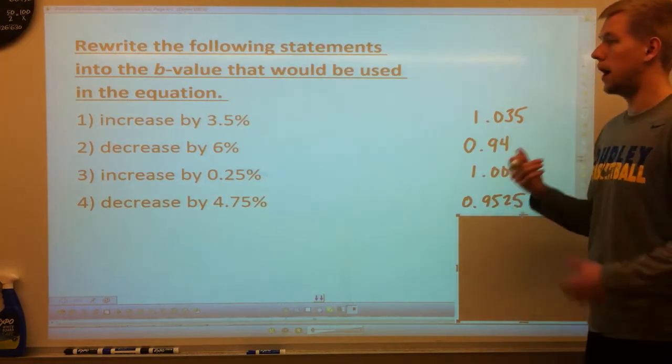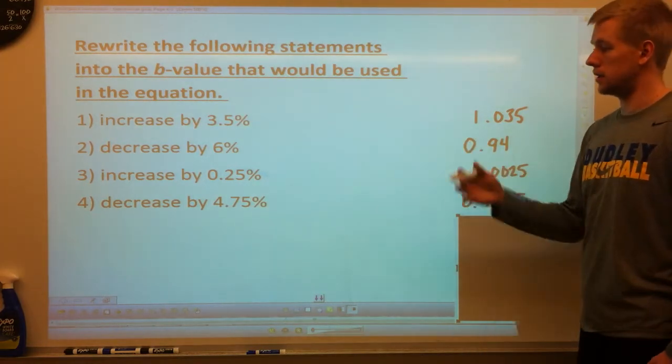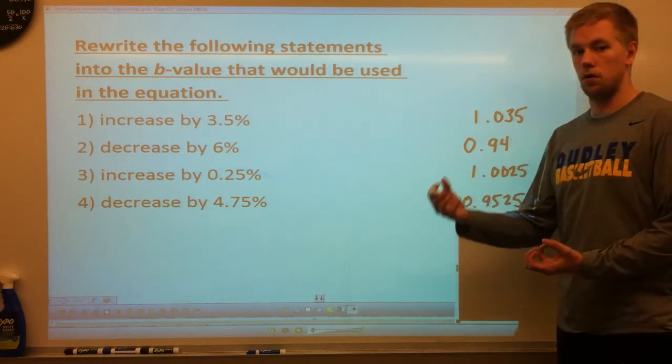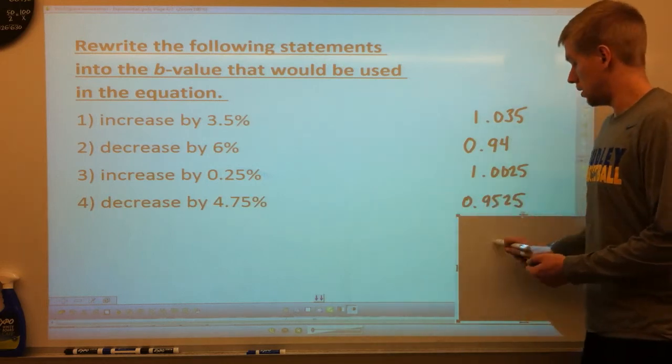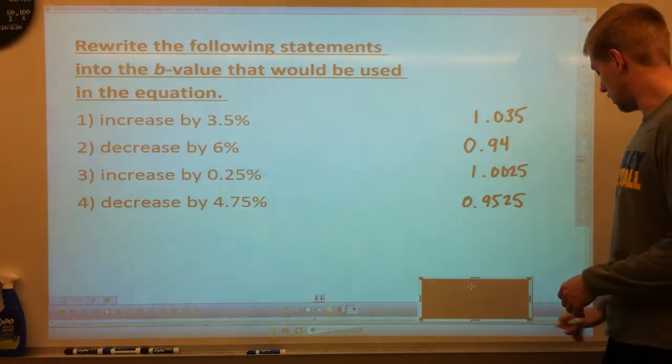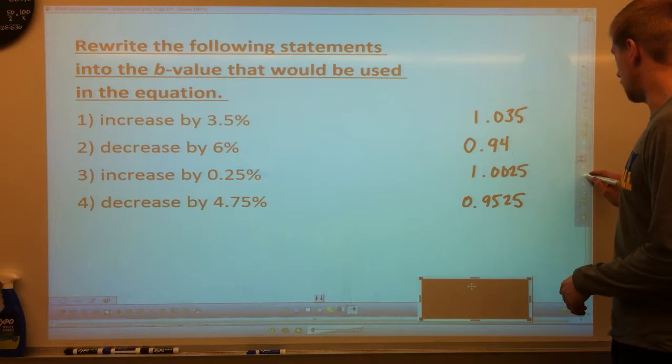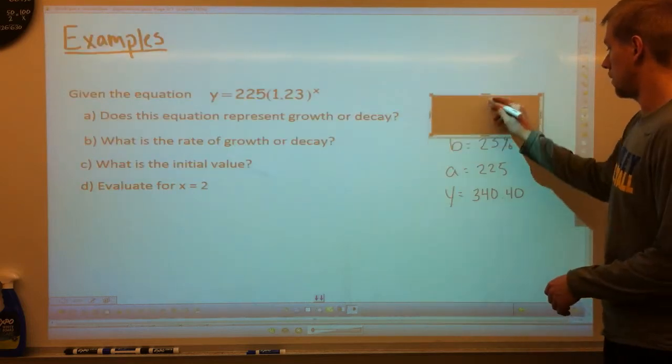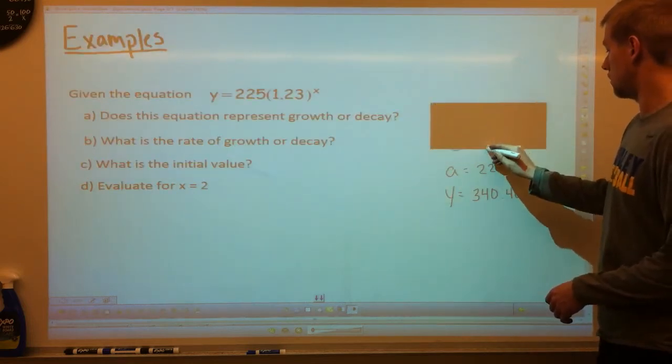Okay, so those are just practice problems with changing our percent to decimal and determining is it growth or is it decay. That's only half of the problem. That's only half of what you'll have to do with these exponential functions. Okay, so there we go.